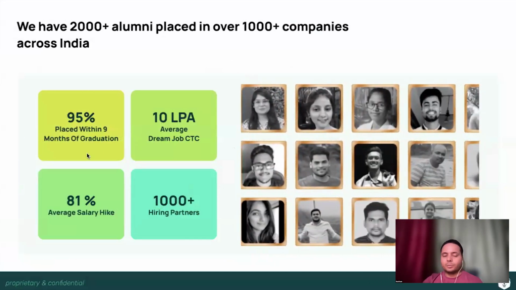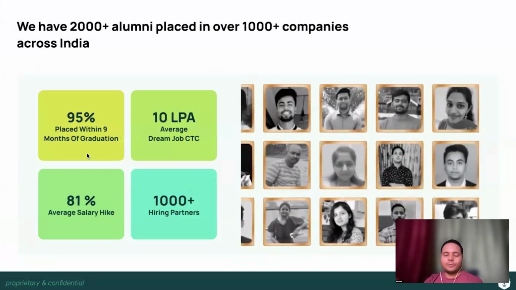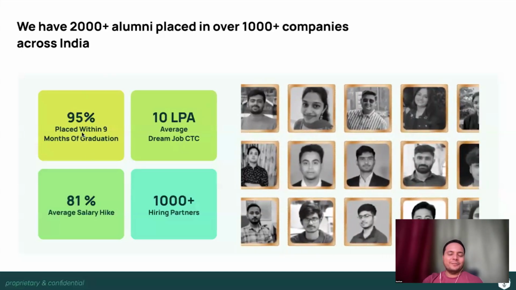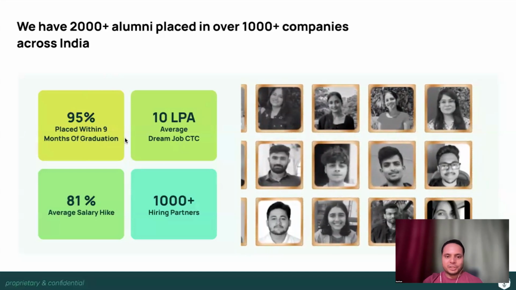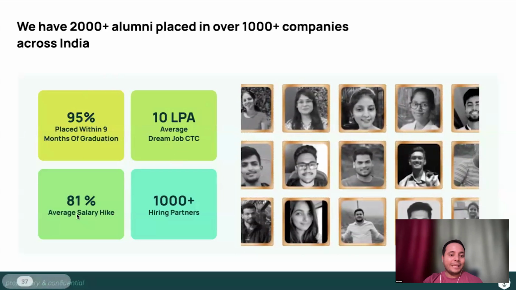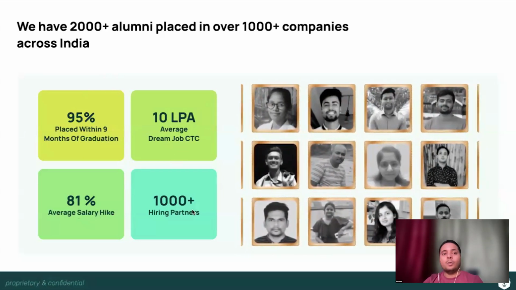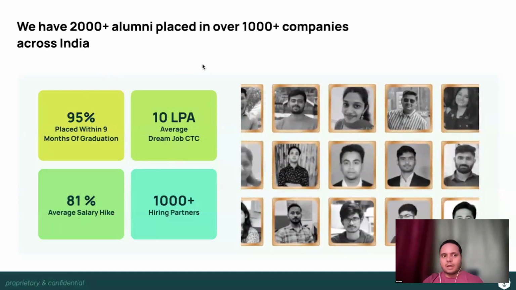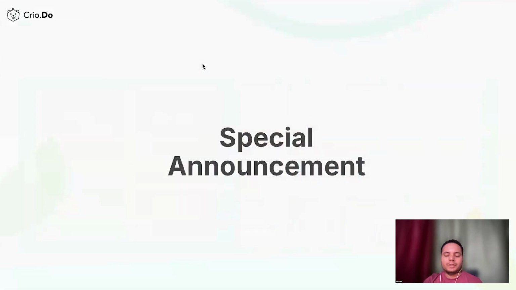And these are again some numbers which I would quickly like to skim through, because these are very self-explanatory. I don't need to go into much detail on this, but we have been able to achieve 95% placement within 9 months of graduation. 10 LPA, we already talked about, average dream job CTC, 81% average salary hike. There are several hiring partners, several companies which keep coming back and keep hiring from Cryo. All right. So the numbers are pretty evident of the quality that Cryo has been able to deliver over the years.